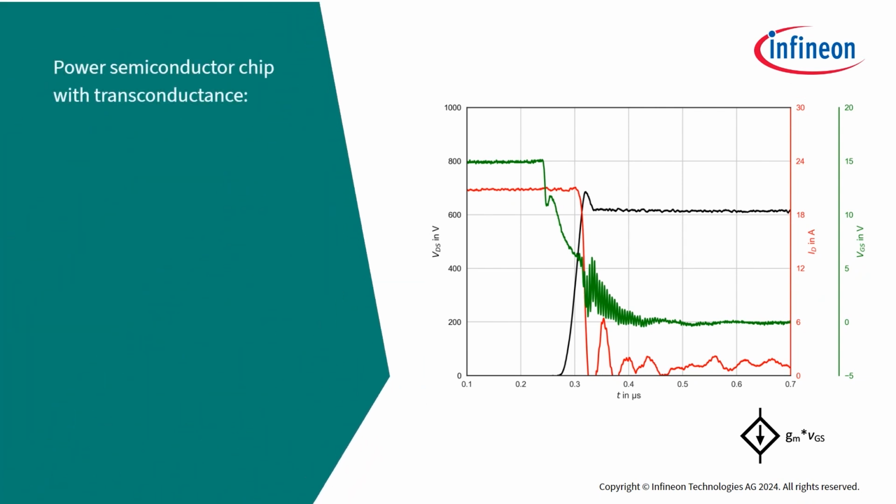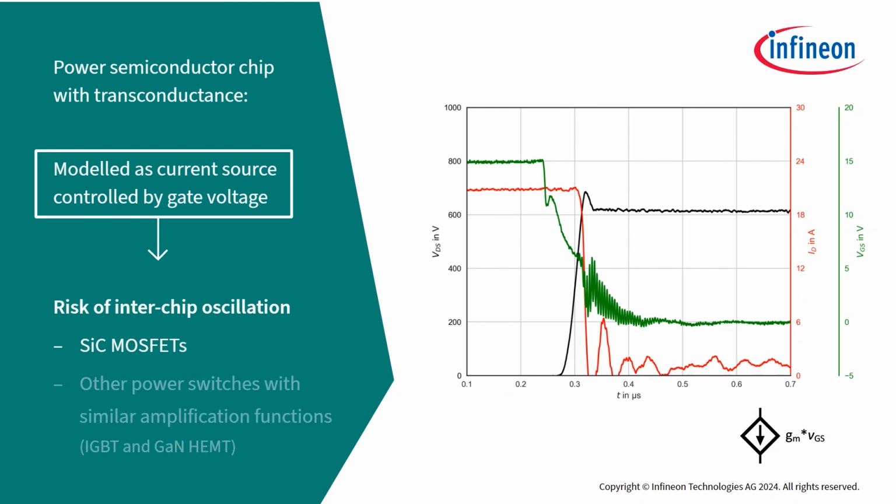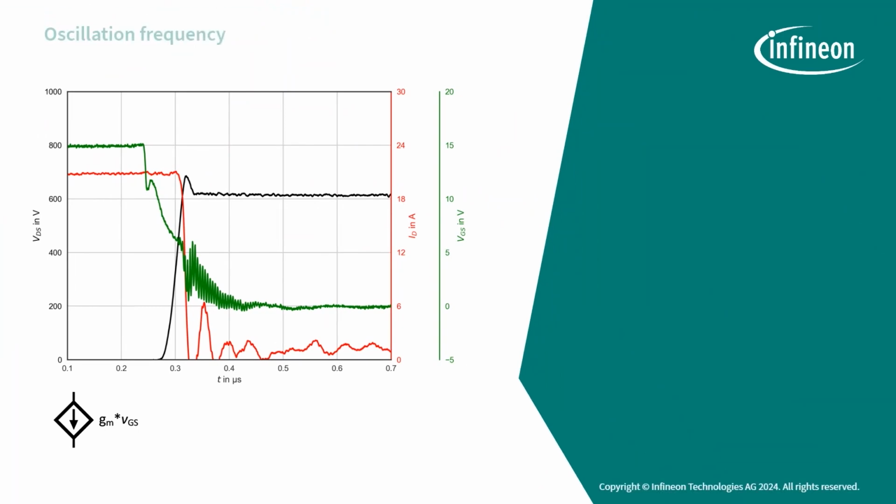Moreover, a power semiconductor chip with the transconductance GM can be modeled as a current source controlled by the gate voltage VGS. Therefore, the risk of inter-chip oscillation is not a unique problem for SiC MOSFETs. In fact, a similar observation was also reported for other power switches with similar amplification functions, such as the IGBT and the GaN-HEMT. Another characteristic used to distinguish inter-chip oscillations is the oscillation frequency.